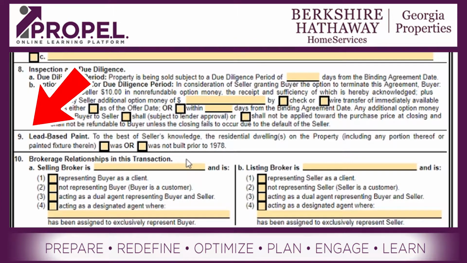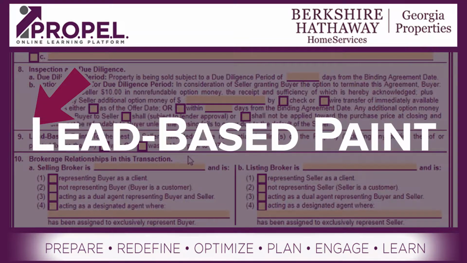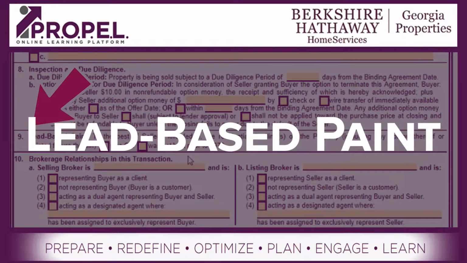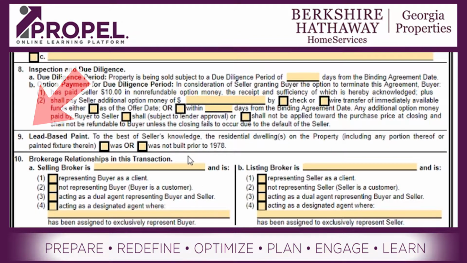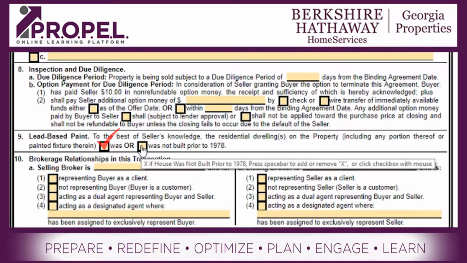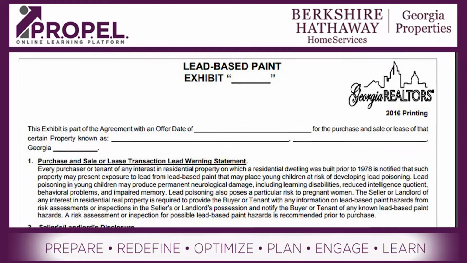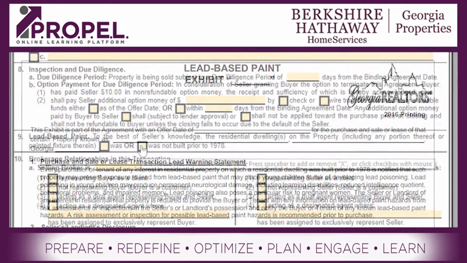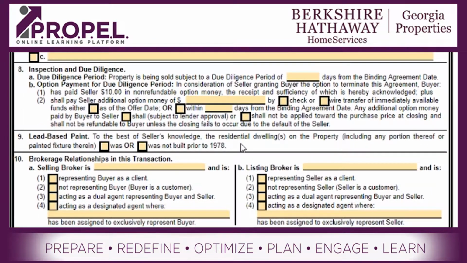9 is a very important paragraph to check off. If that property that your buyer is buying is built prior to 1978, you're going to check was, and you're going to attach the lead-based paint exhibit, a very important one. If it was not built prior to 1978, it was built after, then you would check was not, and you just move on. But if your buyer is buying a property that was built prior to 1978, you would check was and attach that lead-based paint exhibit.